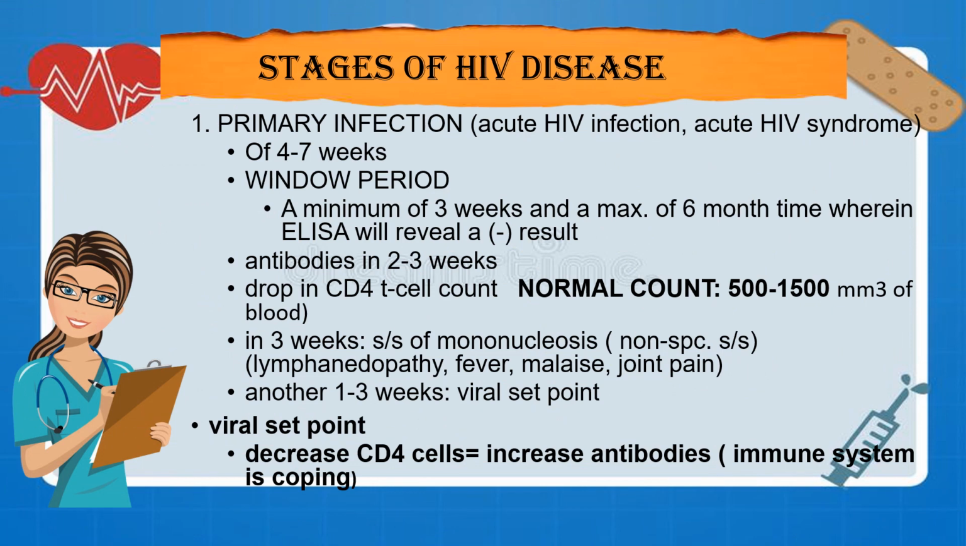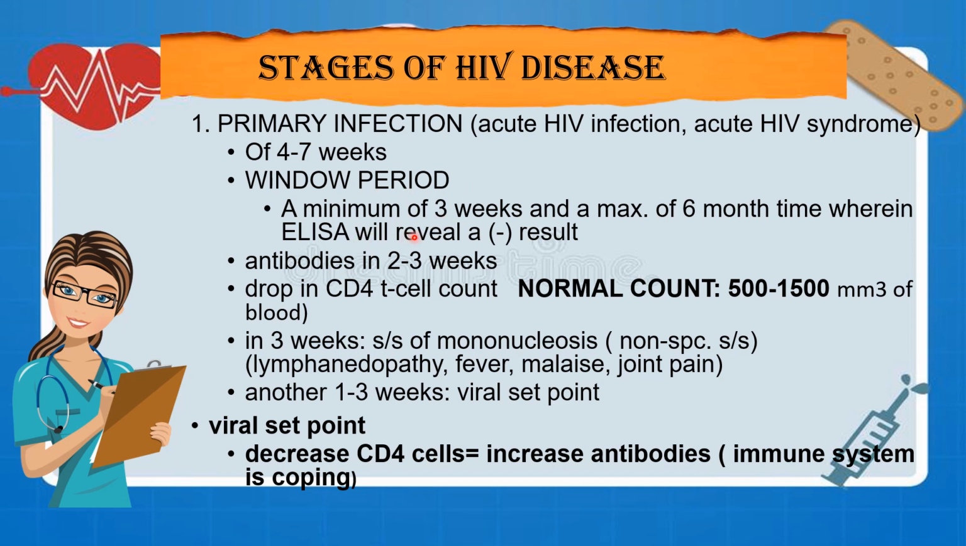There are 3 stages of HIV disease. The first stage is known as the primary infection stage, where there is an acute HIV infection or acute HIV syndrome. This usually occurs between 4 to 7 weeks. So this starts from infection with HIV to the development of HIV-specific antibodies. This is also known as the window period, which is part of stage 0.